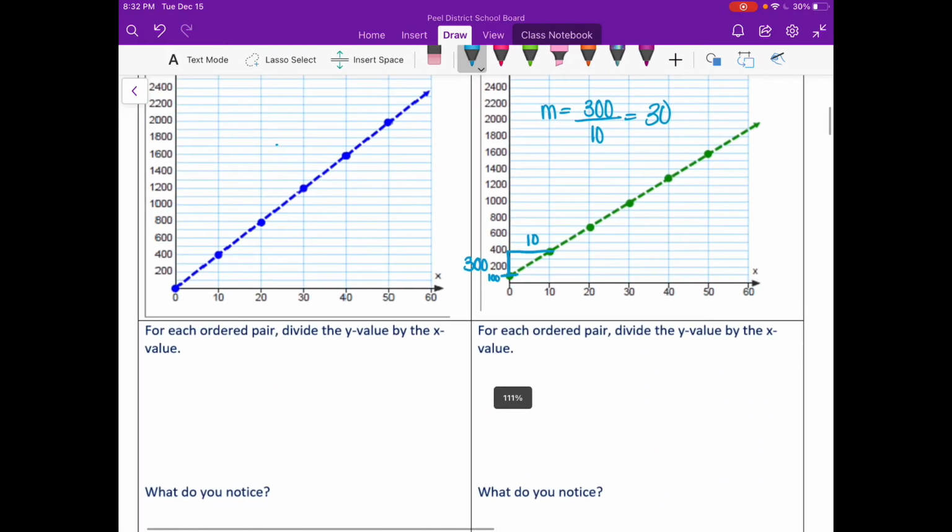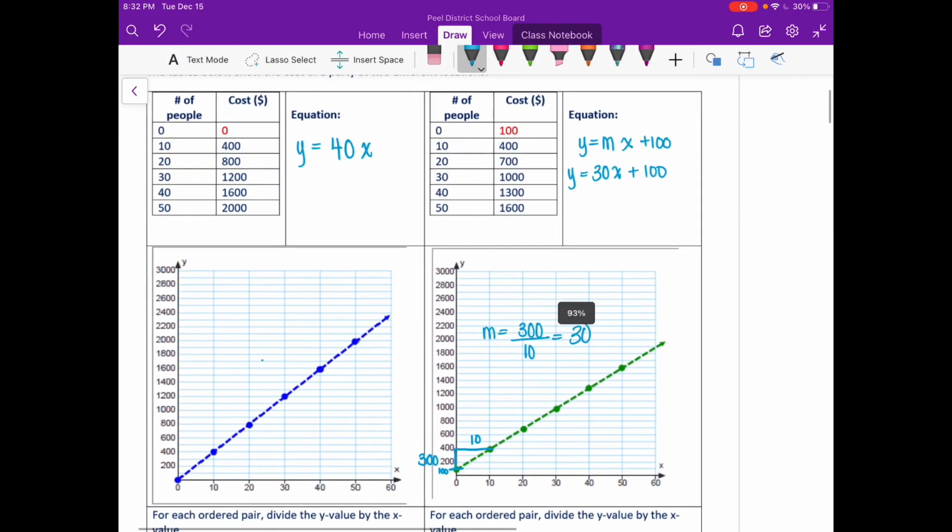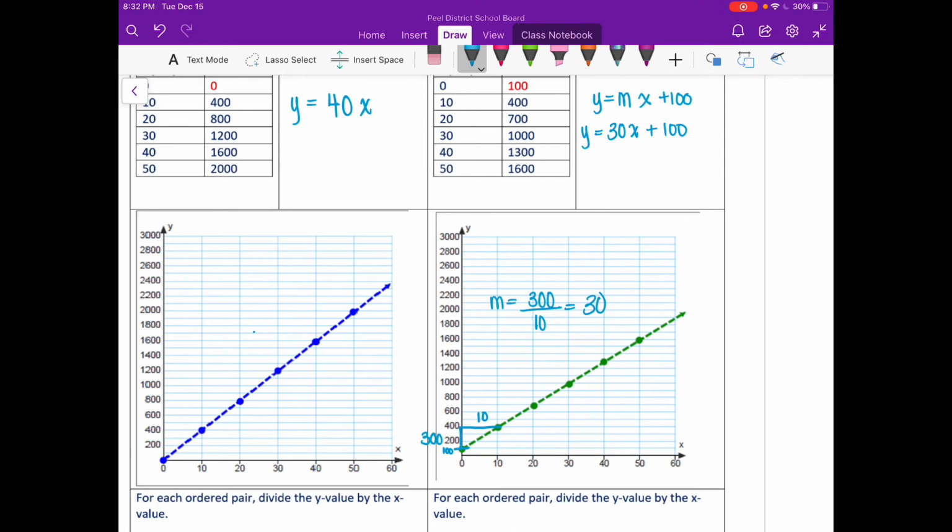So what it's telling us to do is, for each ordered pair, divide the y value by the x value. Let's put in these ordered pairs. 400 divided by 10, I'll get 40. 800 divided by 20, I'll get 40. 1200 divided by 30, I'll get 40. 1600 divided by 40, I'll get 40. 2000 divided by 50, and I will get 40.